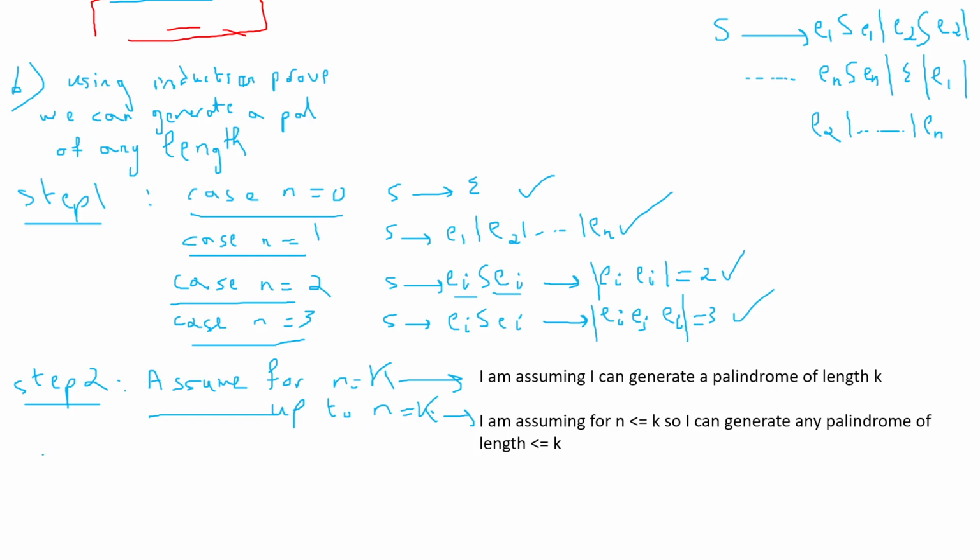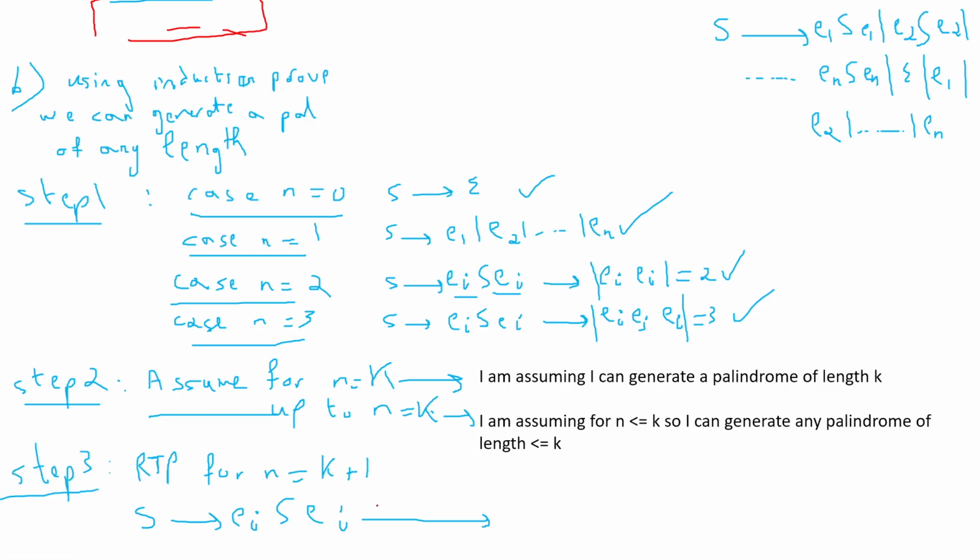So step 3. Okay, what am I going to say here? I have to prove it. So now it's required to prove that I can generate a string of length n equals k plus 1. Can I generate a string of length k plus 1? Well, let me try. S, I'll replace it first with some arbitrary symbol. Then what should I do?